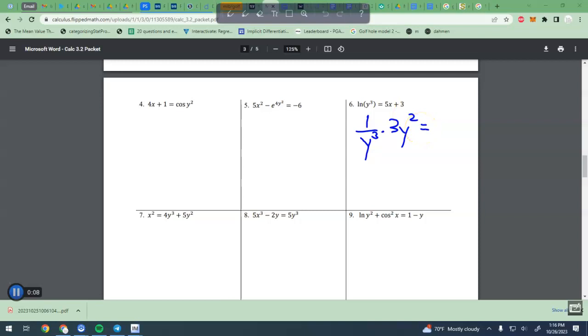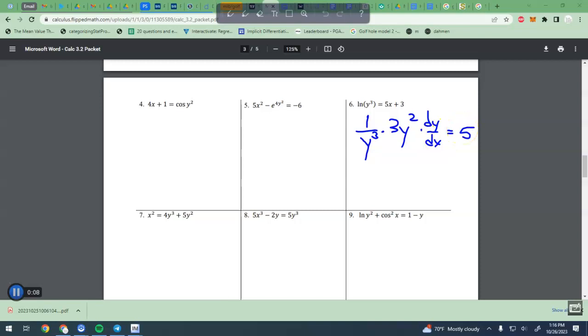Then the derivative of 5x is 5. You don't multiply by dy dx because you didn't take the derivative of a y there. And then the derivative of 3 is 0, so that just goes away. And we are trying to... Oh, I forgot my dy dx. Like, what are we trying to do? I took the derivative of a y, so I multiply by dy dx.